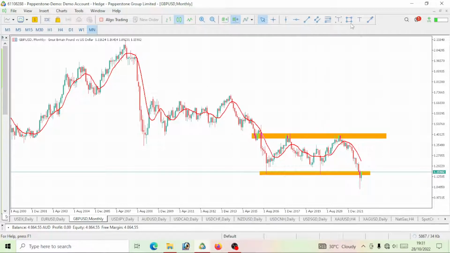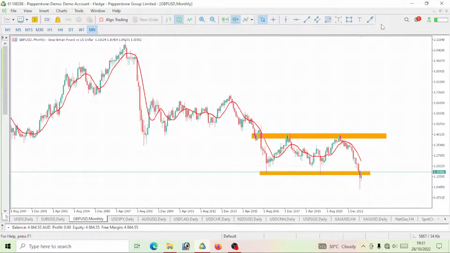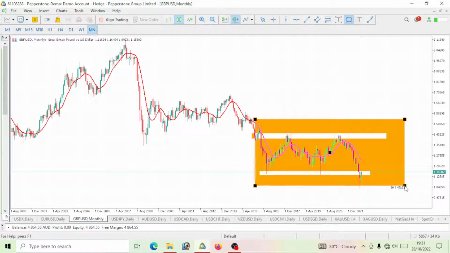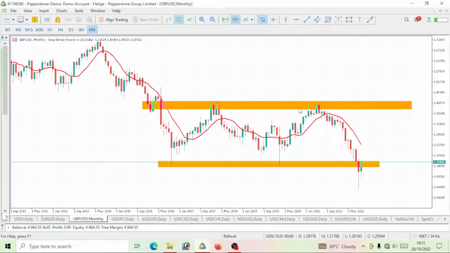So this does not really matter. All these movements here do not really matter. What we should be looking at is this movement here. So what can we see here? You see that this price has been ranging on the monthly time frame.